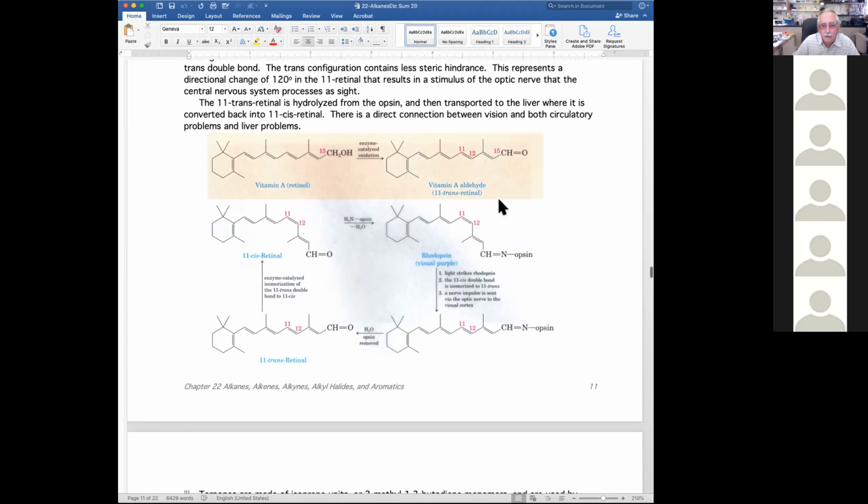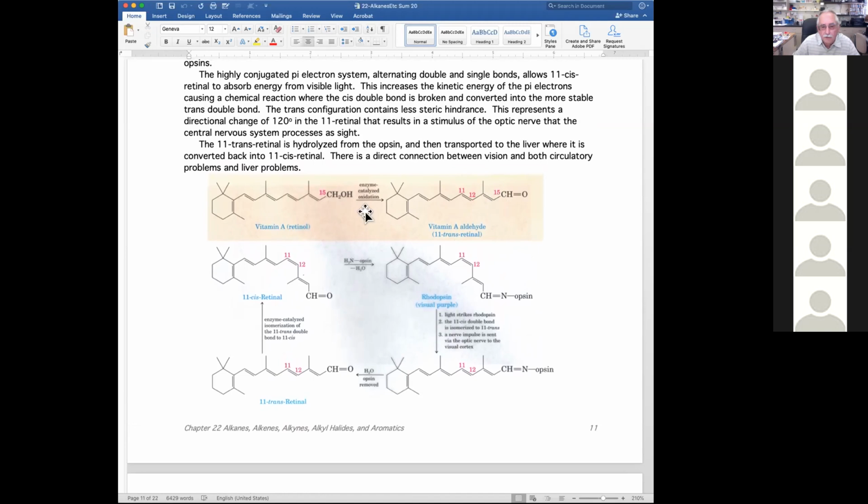So now that you know this mechanism, and you know that the liver is involved here, do you think liver disease has anything to do with vision? Are they related? What about circulatory diseases? They're all related, aren't they? Your body is a system, and every part of the system has to work well. Otherwise, your body's not working so well.